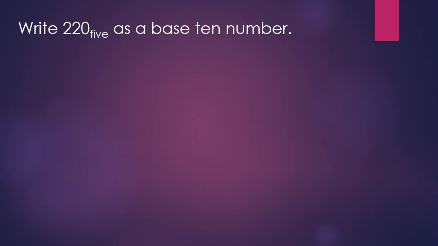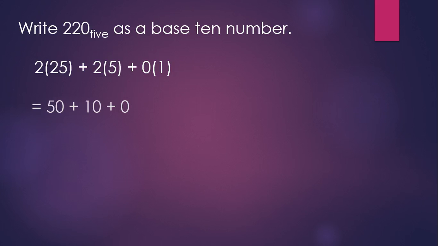Write 220 base 5 as a base 10 number. In base 5, the first 2 is in the 25's place, the second 2 is in the 5's place, and the 0 is in the 1's place, which means we have 60 in base 10.